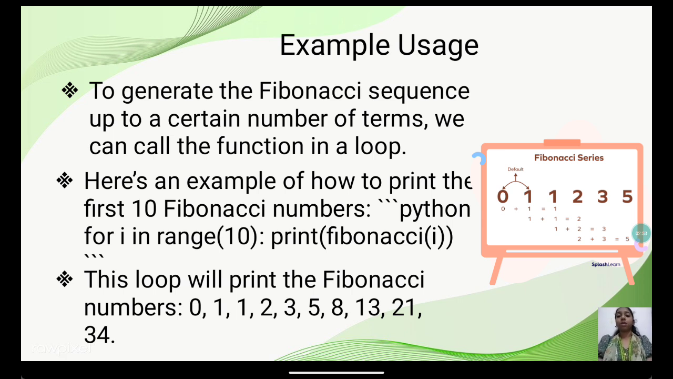Example usage. To generate the Fibonacci sequence up to a certain number of terms, we can call the function in a loop. Here is an example of how to print the first 10 Fibonacci numbers. For i in range of 10, print Fibonacci(i). This loop will print the Fibonacci numbers 0, 1, 1, 2, 3, 5, 8, 13, 21, 34.